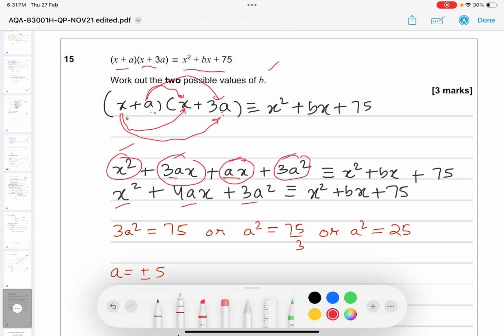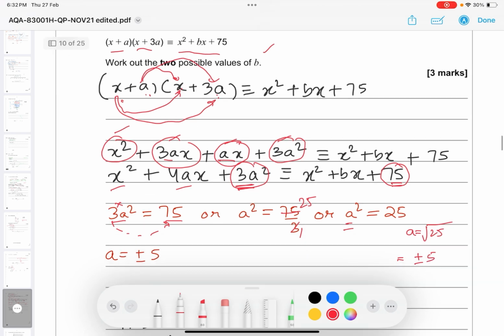Now let us compare. Let us compare 3a square equals 75. How, sir? Because it is also a constant term and this one also is a constant term. 3a square equals 75. This 3 is in multiplication, will go over there and come in division. So 75 divided by 3 is 25. Now a square equals 25. A equals under root 25, that is plus minus 5.